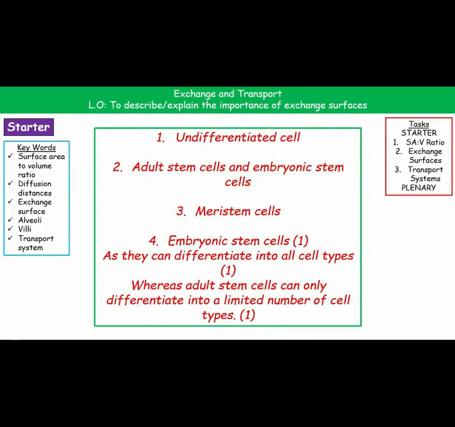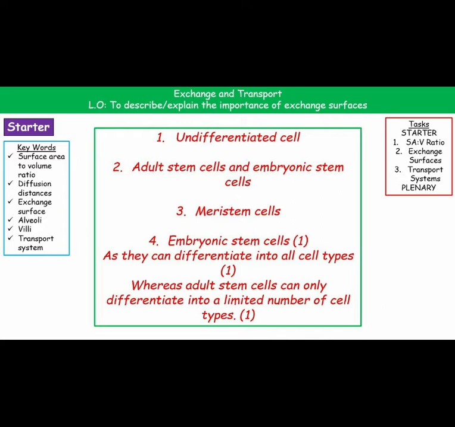So let's check those answers then. The first one, a stem cell is an undifferentiated cell. So give yourself a tick if you got that right. The 2 types of stem cell we've got are adult stem cells and embryonic stem cells. Give yourself a mark for each of those that you got right there. In plants, we refer to them as meristem cells.